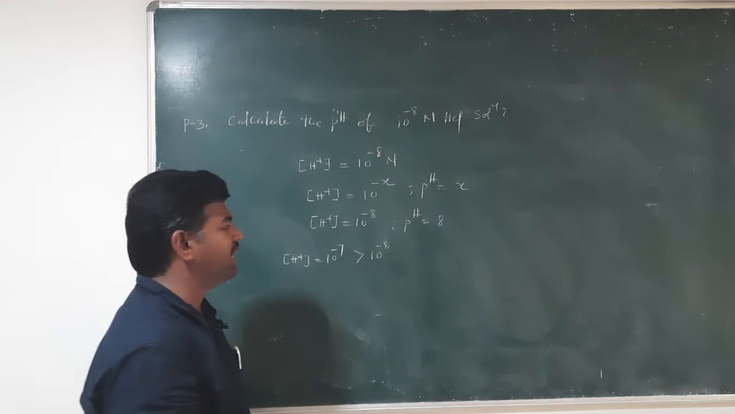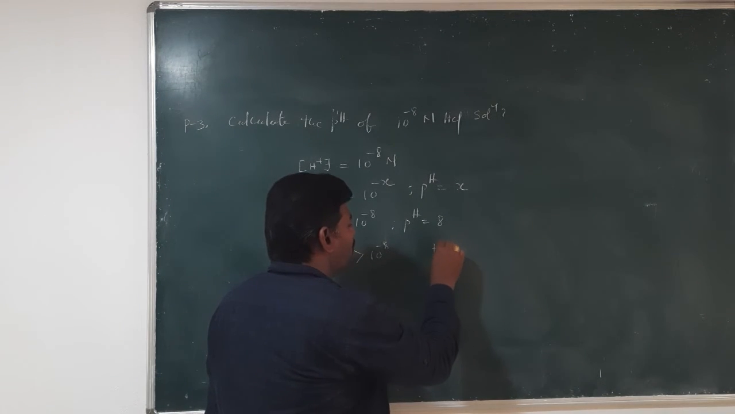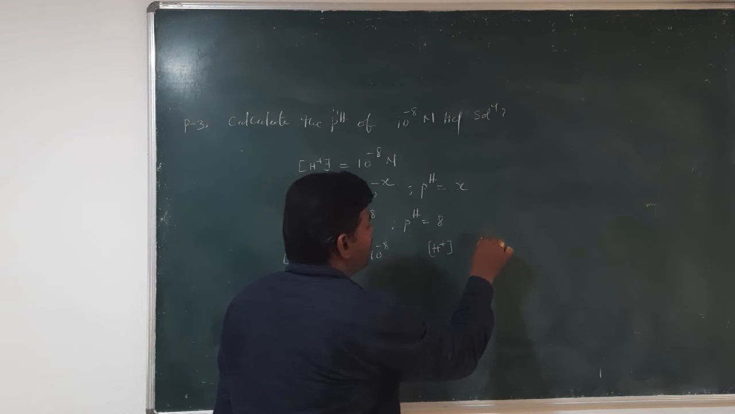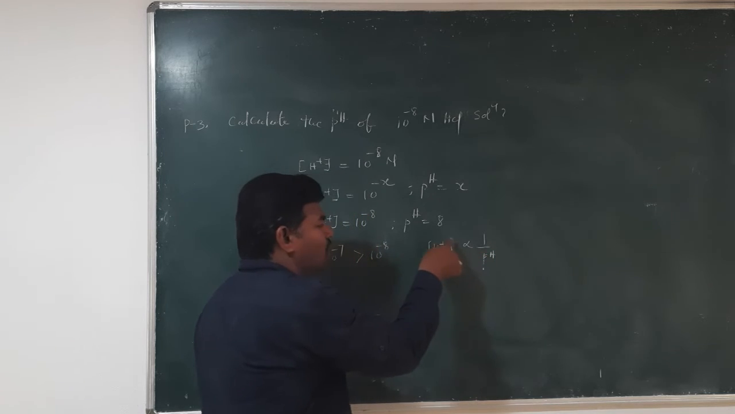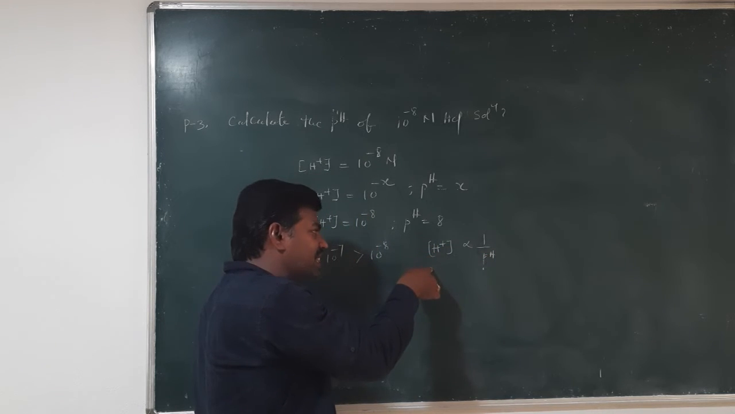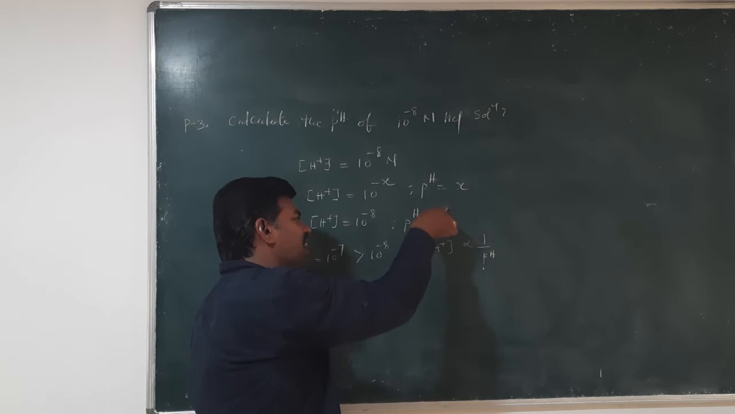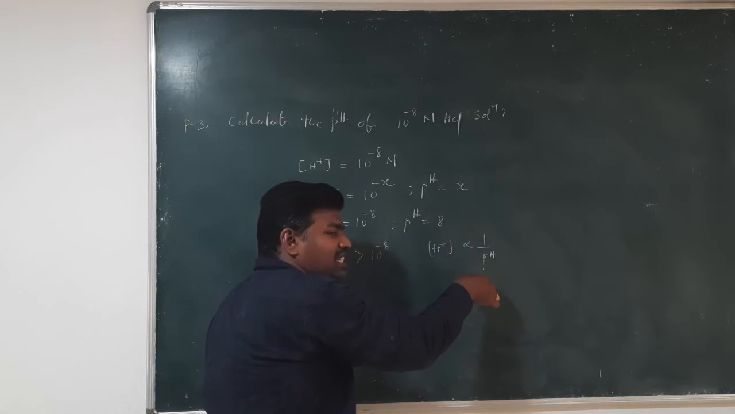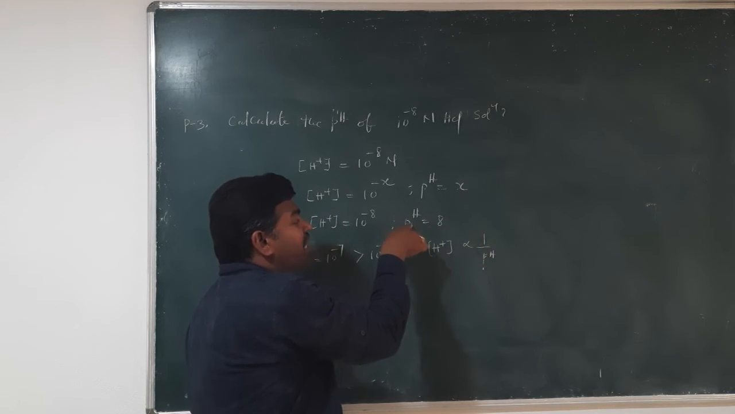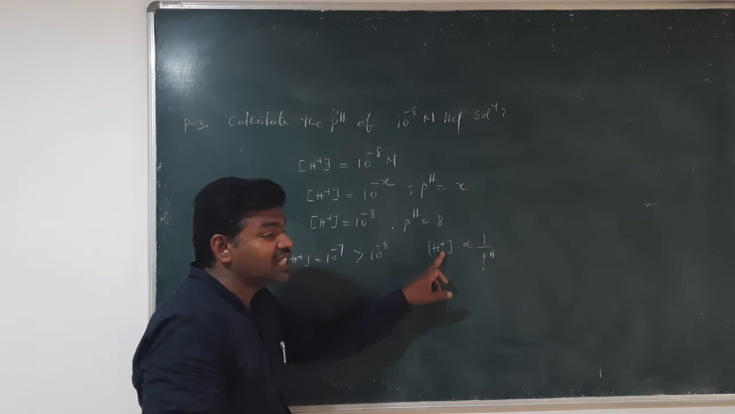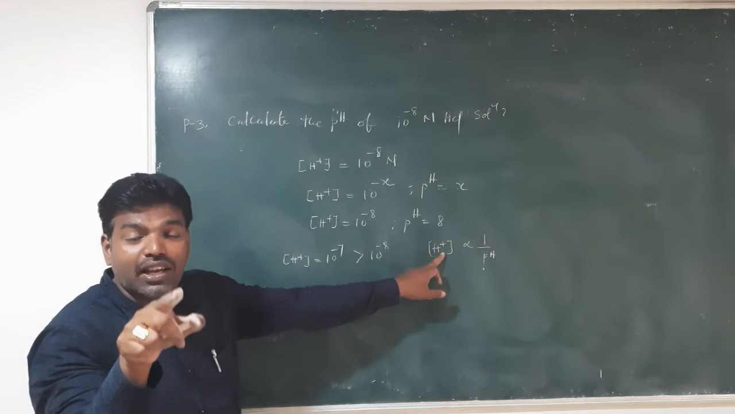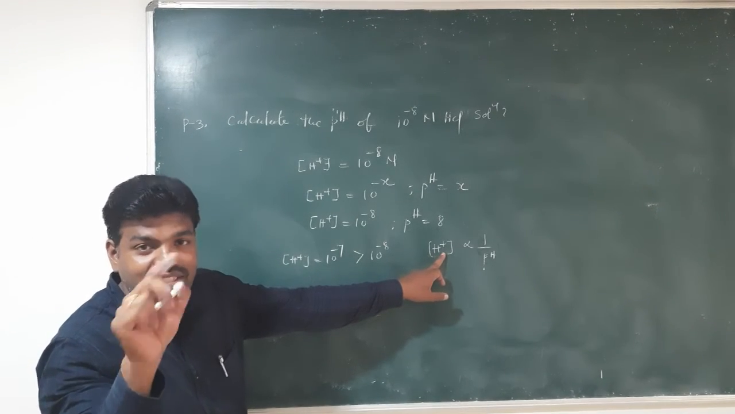Already I told you that the concentration of H plus and pH are inversely proportional. If pH increases, the concentration of H plus ions decreases. If the concentration of H plus ions increases, pH decreases. But what happens here? pH increases for the acidic solution. That means the concentration of H plus ions in the solution is very less.